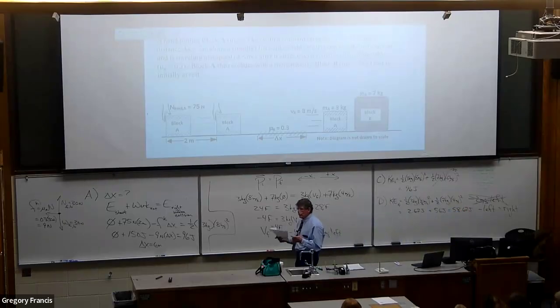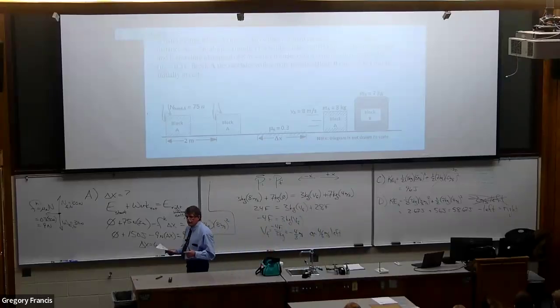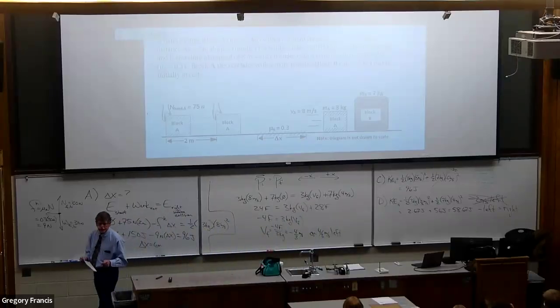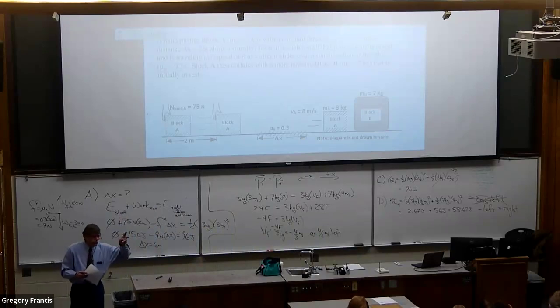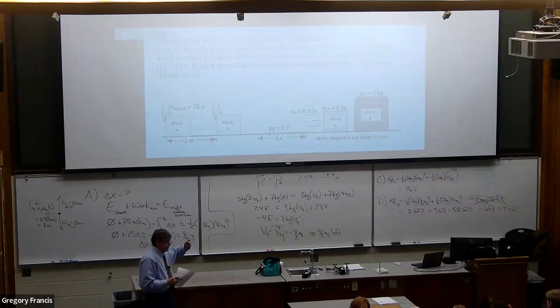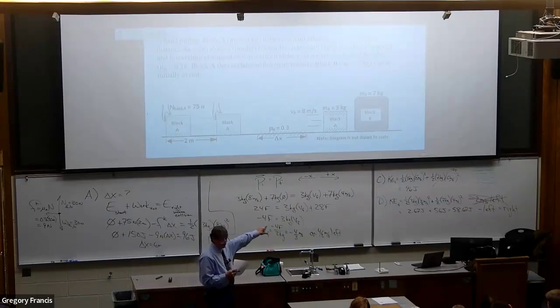If I were to ask you what flavor of collision is this, you would need 2 pieces of information. You would say, well, my initial kinetic energy is not equal to my final kinetic energy. So that means it's not an elastic collision. And you would also have to say they don't stick together. So it's not a maximally inelastic collision. So it has to be inelastic.